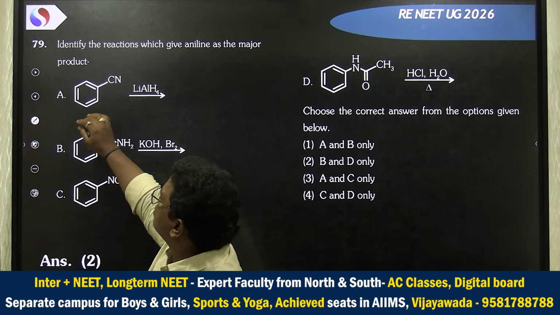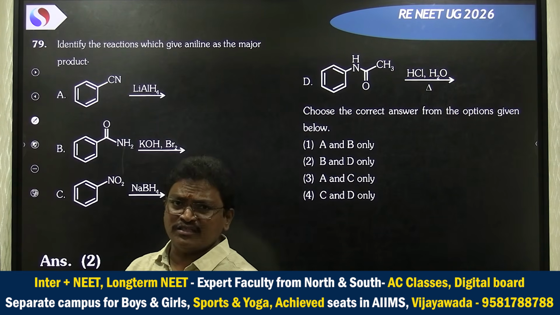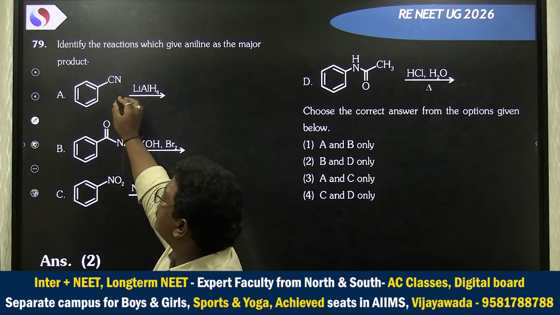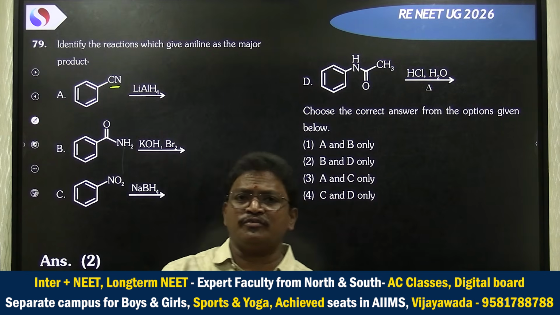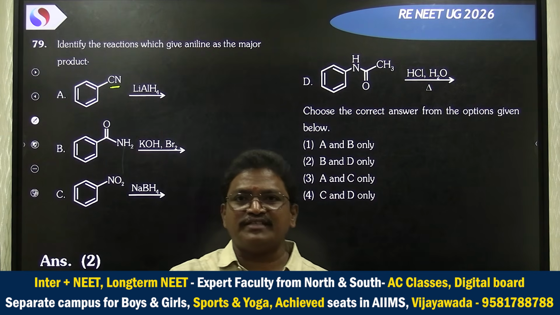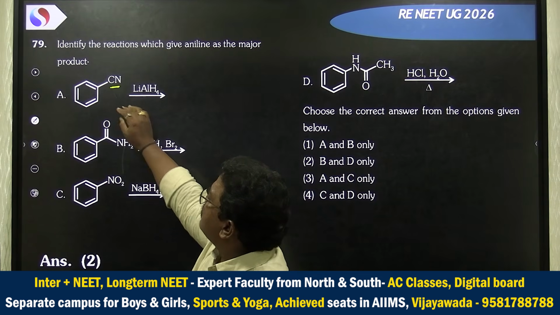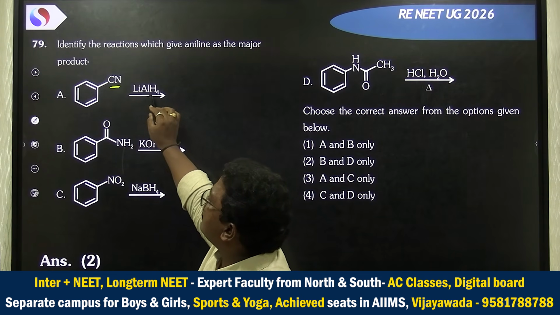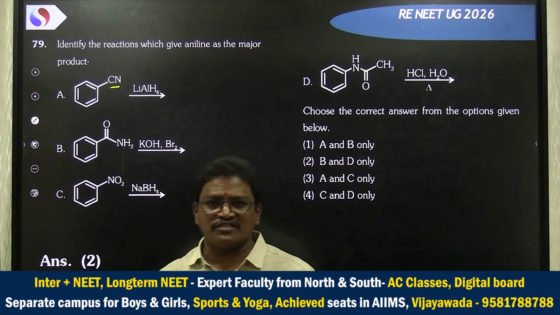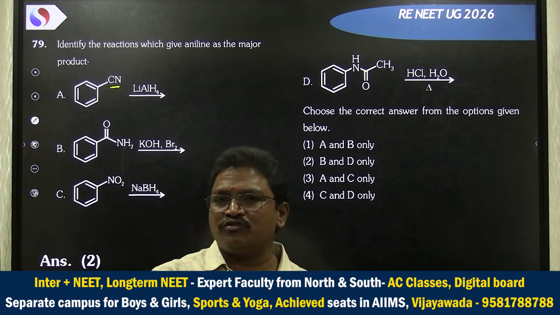Benzene cyanide, we can also call it cyanobenzene. What is on the benzene ring? A cyanide group is there. So cyanide group, benzene cyanide or cyanobenzene, simply benzene cyanide. So here we are treating with LiAlH4. LiAlH4 is a strong reducing agent. It can reduce maximum functional groups.